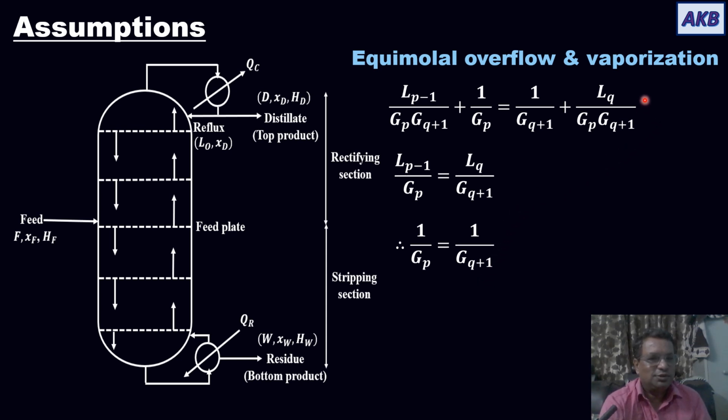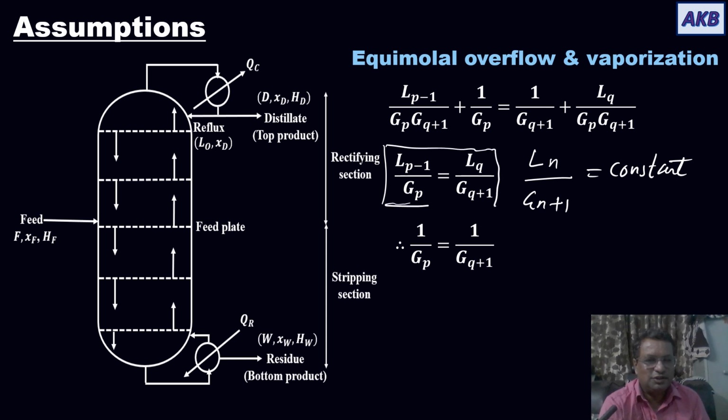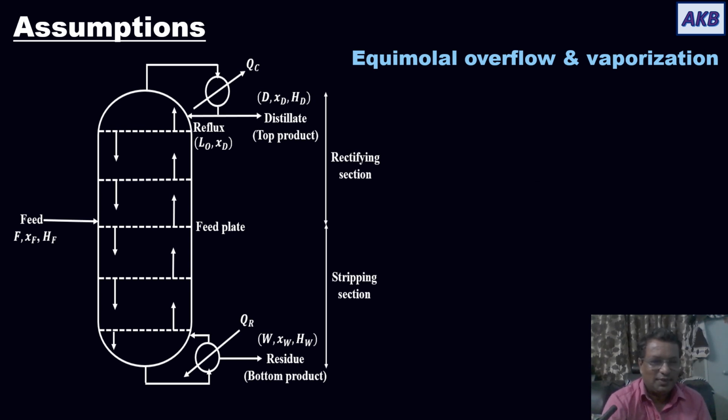Okay. So this was the equation, previously written equation, and then due to the assumption, which assumption? Ln upon Gn plus 1 is constant, we have this equality, and due to this equality, these two terms are getting cancelled and you are left with this equation. So this suggests that Gp is equal to Gq plus 1. Gp is equal to Gq plus 1.